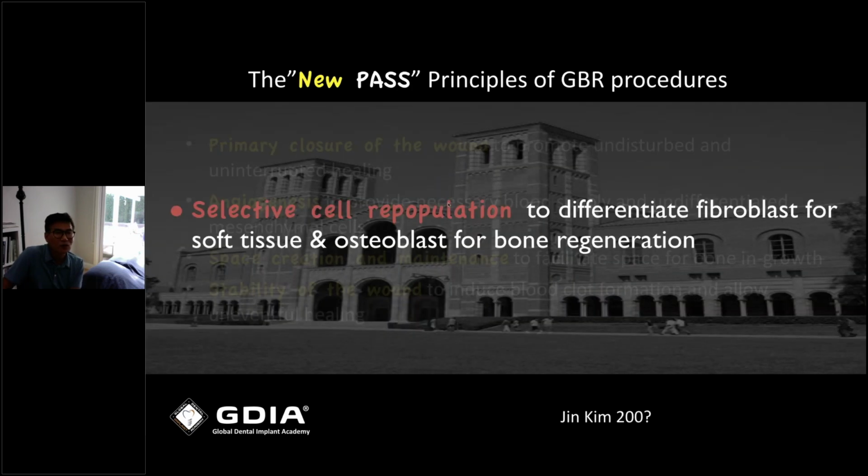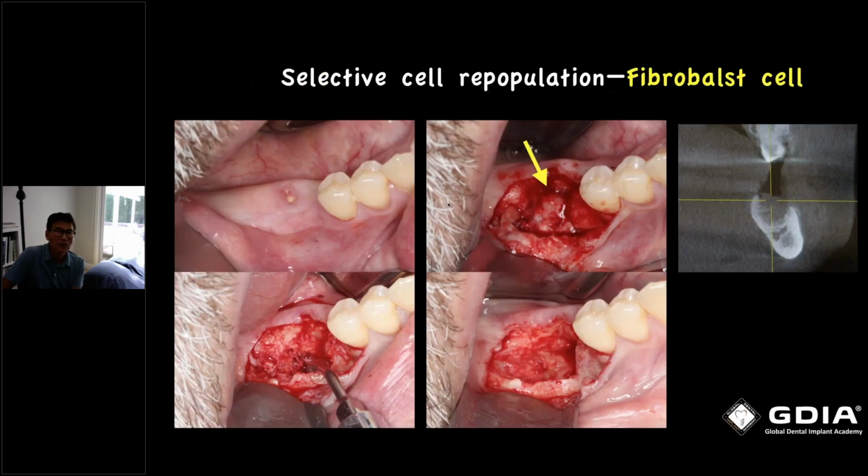So Gene Kim used to talk about selective cell repopulation, right? Differentiate fibroblast for the soft tissue and osteoblast for the bone regeneration. This is a good space maintenance and separation. So when you look at this one case, the patient comes with an extraction and immediate bone graft. One periodontist did it, not the socket graft, actually it was quite a defect. You can see that, buccal and horizontal.